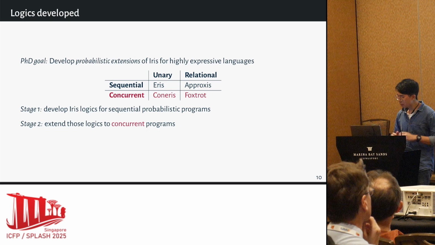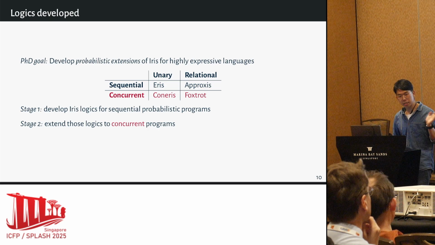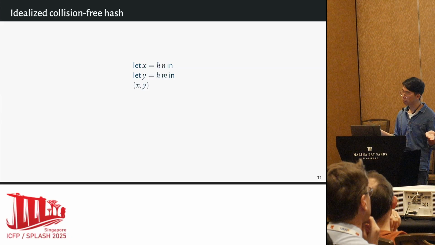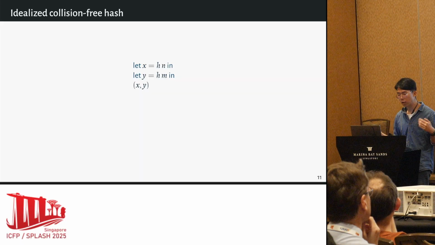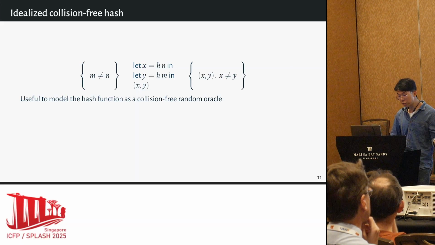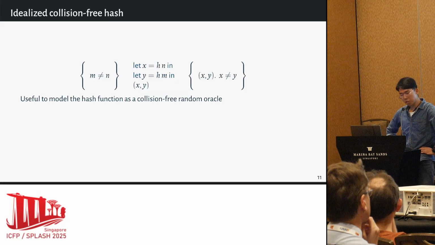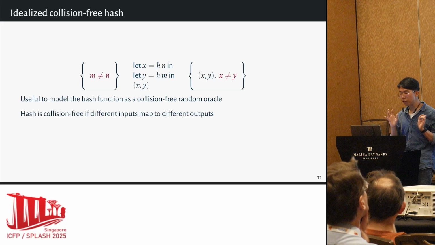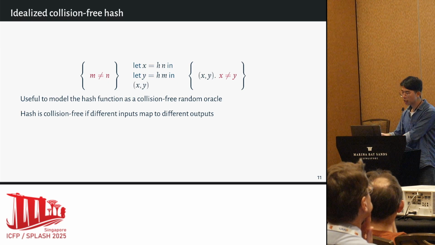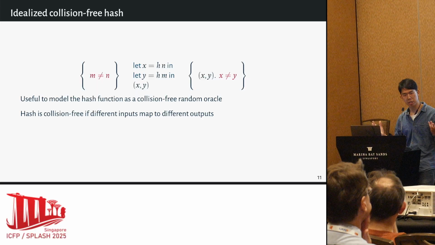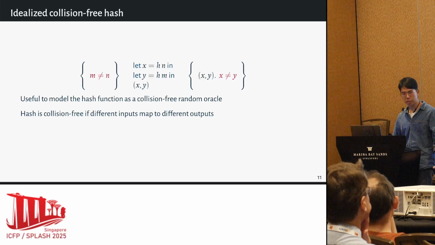To motivate these logics, I want to present a slightly simple example where we use the hash function again. Here, we are given two different inputs, n and m, and we hash them with some deterministic hash function, where we produce x and y. In security, as I hinted before, it is often useful to model the hash function as a collision-free random oracle. By collision-free, I mean that different inputs are mapped to different outputs. And so we might want to prove a specification where, if m and n are different initially, the two values produced, x and y, will also be different.